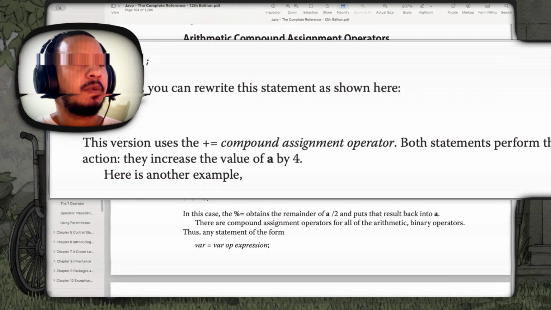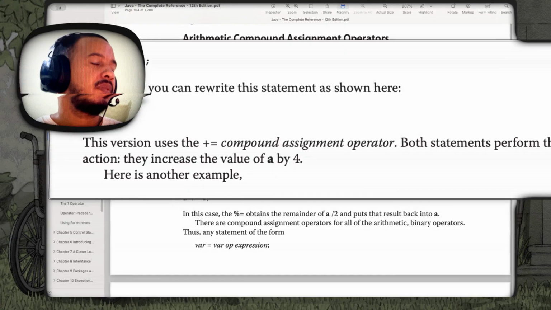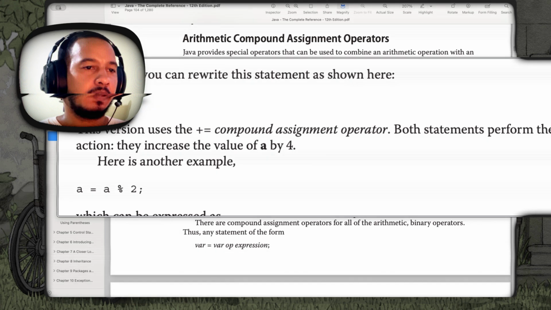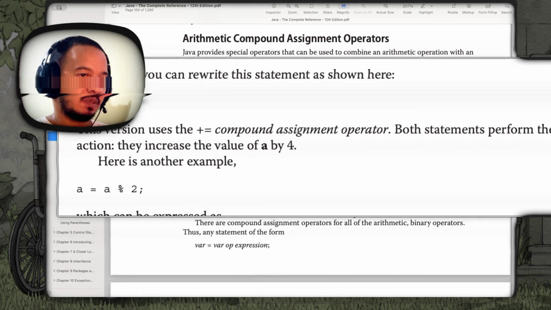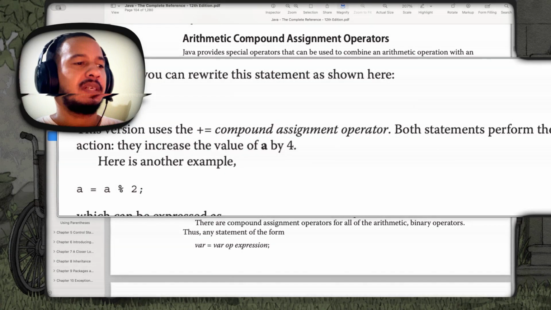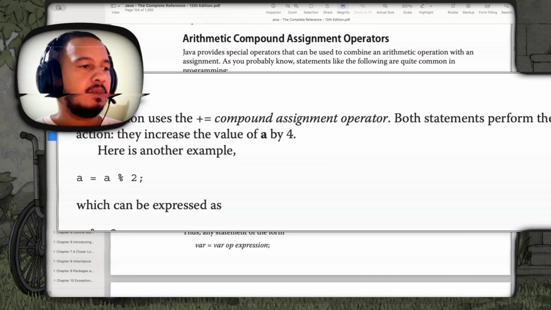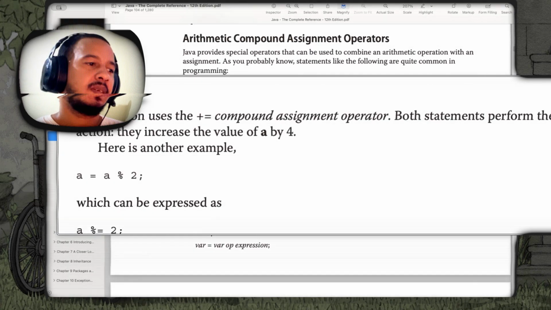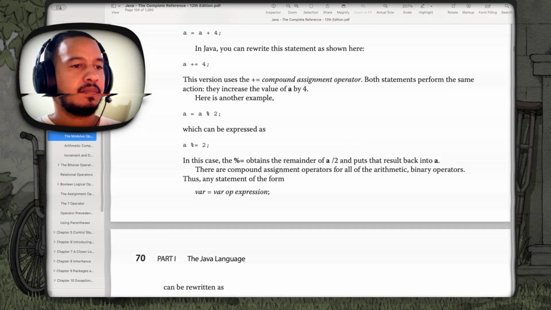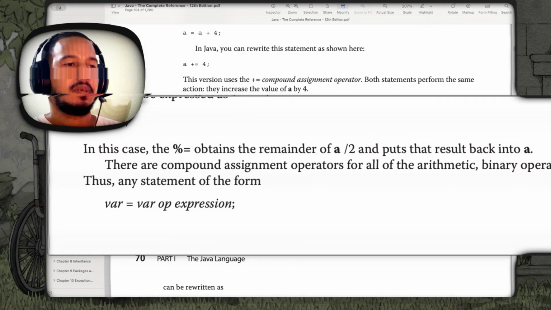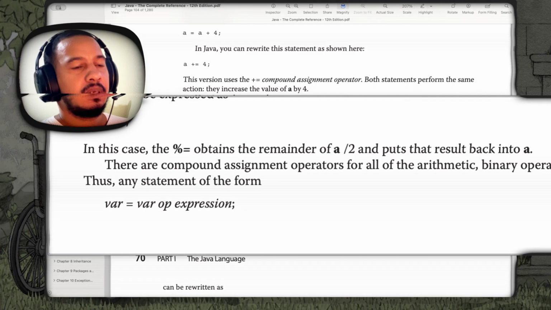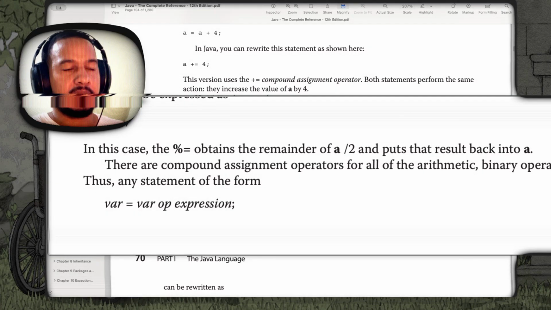In Java, you can rewrite the statement as shown here: a += 4. This version uses the compound assignment operator. Both statements perform the same action. They increase the value of a by 4. Here is another example. a = a % 2, which can be expressed as a %= 2. In this case, the modulus equals compound operator obtains the remainder of a divided by 2 and puts the result back into a.